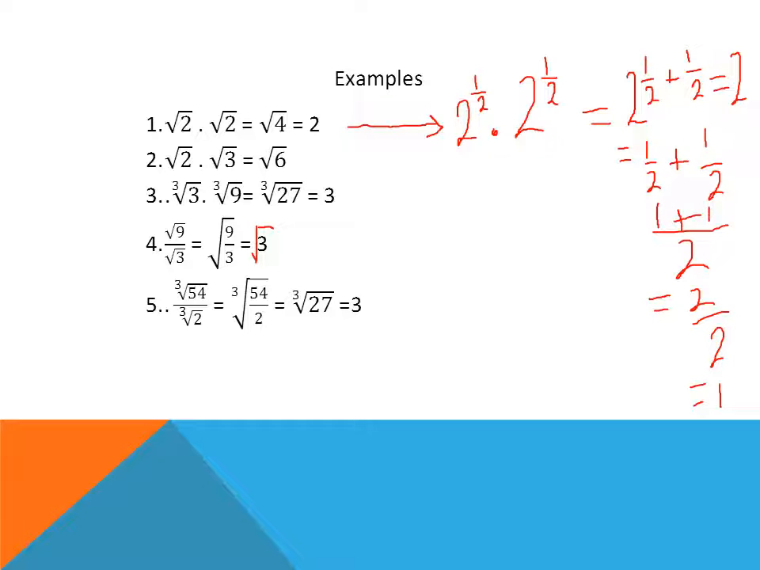The other example is we are going to have the cube root of 54 divided by the cube root of 2. We divide the radicands, so we are going to have 54 divided by 2, which is 27, and the cube root of 27 is 3.